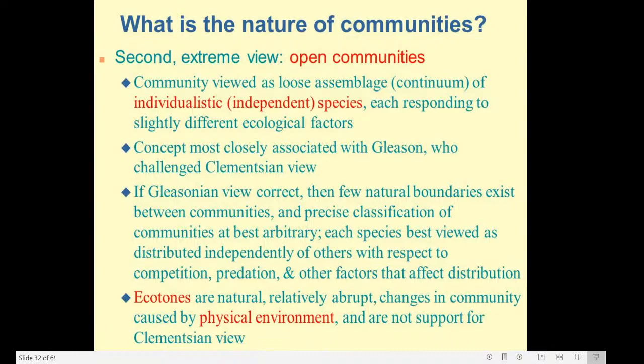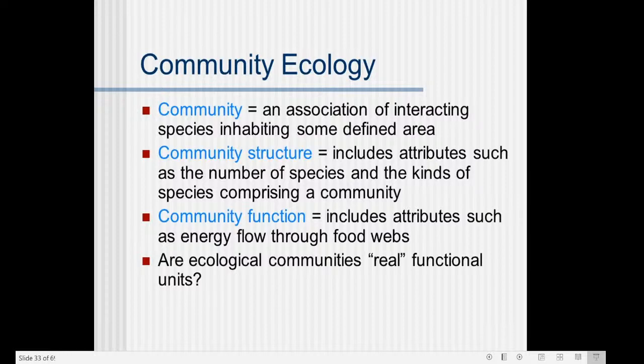In ecology, a community is the association of interacting species inhabiting some defined area, that is, some particular place. And community structure means attributes such as the number of species and kinds of species. Okay, how much amount of each there is, that is the count. And community function means attributes such as energy flow through the food web. Some foods are needed for one particular species, and other foods are needed for another particular species. It's all about community ecology.